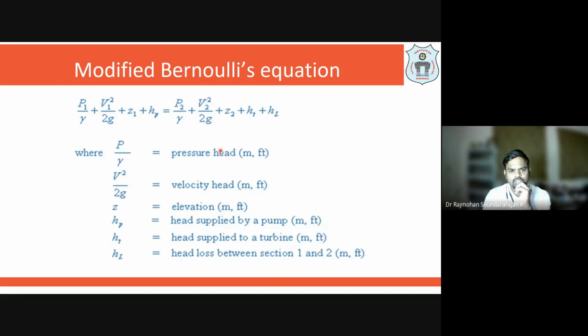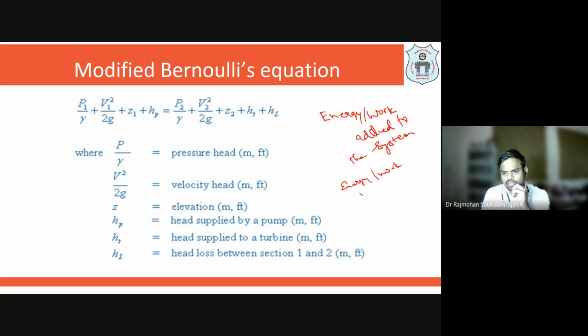So when I say modified Bernoulli's equation, whatever energy or work is added to the system, or energy or work removed from the system, both are taken care of in this case.